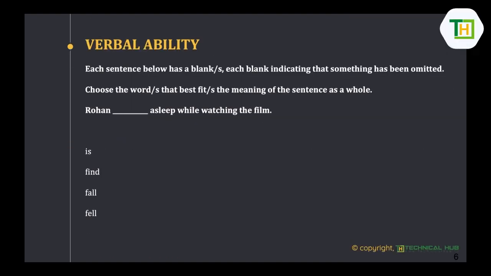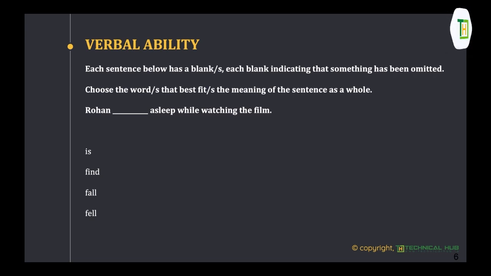Each sentence below has a blank, each blank indicating that something has been omitted. Choose the word that best fits the meaning of the sentence as a whole. It's very simple. Fill in the blanks. Whichever word given in the options suits, you just have to use it there. Now, Rohan dash asleep while watching the film.